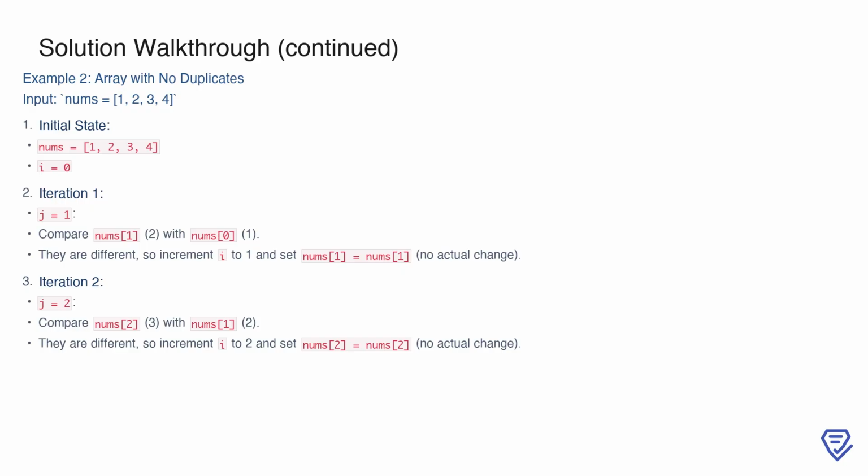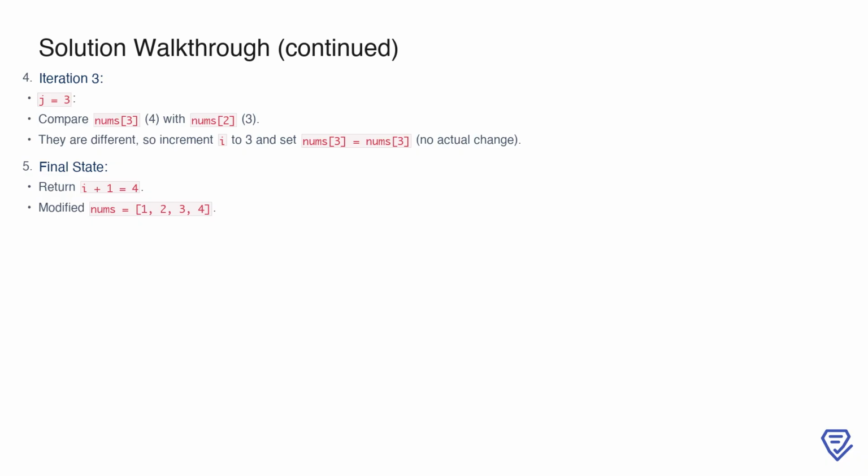In the second iteration, the fast pointer j moves to index 2, checking nums[2], which is 3. This is compared with nums[1], which is 2. Again, the values are different, so we increment i to 2 and set nums[2] to nums[2], leaving the array unchanged. In the third iteration, the fast pointer j moves to index 3, checking the value nums[3], which is 4. This is compared with nums[2], which is 3. Since the values differ, we increment the slow pointer i to 3 and set nums[3] to nums[3]. Again, no changes are made to the array, as the value remains the same.